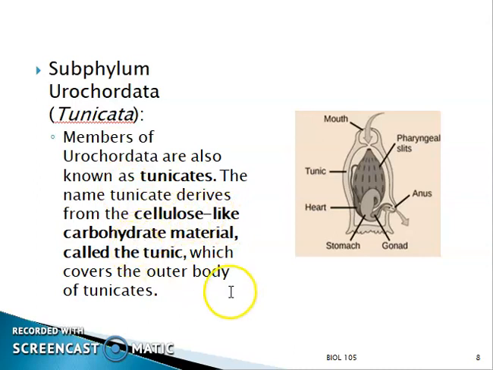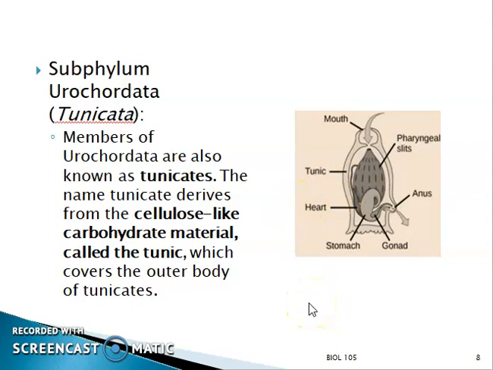Tunicates are also marine organisms, mainly living in seawater. Here you can see that they have a mouth, then they also have pharyngeal slits, then some digestive system, stomach-like material, the gonad, and also a heart, and all these body parts are covered by a tunic or a covering. So these are called tunicates.